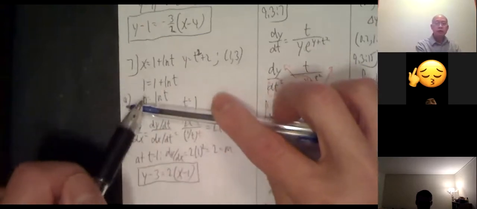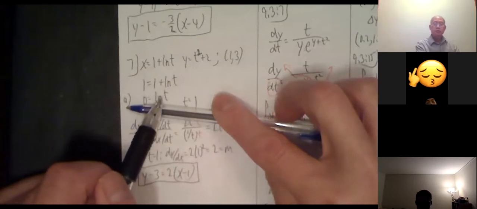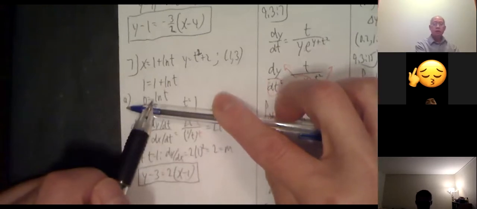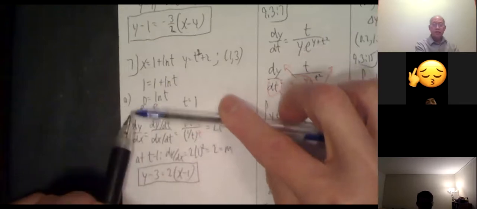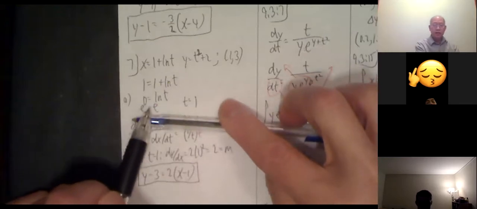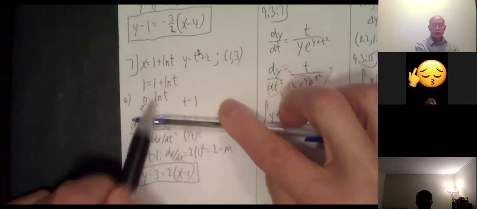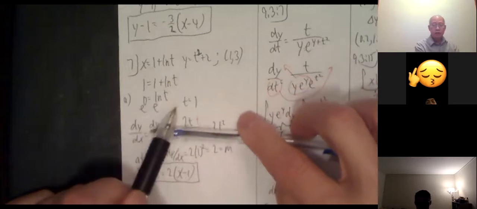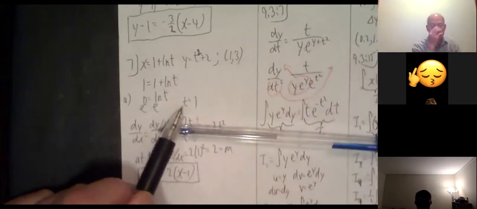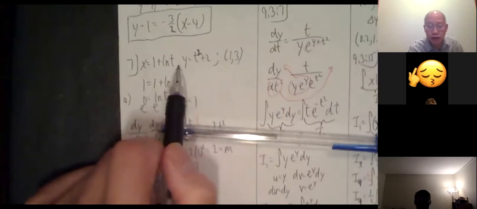Subtract 1, 0 equals natural log of t. How do I get rid of ln? Exponentiate. E to the 0, e to the ln t, these cancel out. So t is equal to 1. So that clinches it. And if I plug in 1 here, I do get 3.